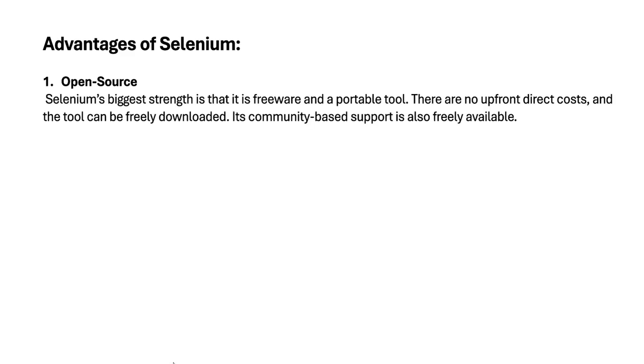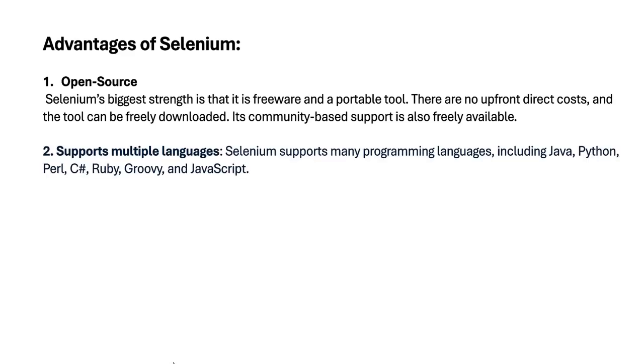So let's talk about some of the advantages of using Selenium. Open source. This is the biggest advantage for Selenium. Selenium's biggest strength is that it is freeware and portable tool. There are no upfront direct costs and the tool can be freely downloaded. Its community-based support is also freely available. So that is the reason it has the major advantage, okay, to use Selenium. And it supports multiple languages. Selenium supports many languages, including Java, Python, Perl, C Sharp, Ruby, Groovy, JavaScript. So these are the multiple language support Selenium has.